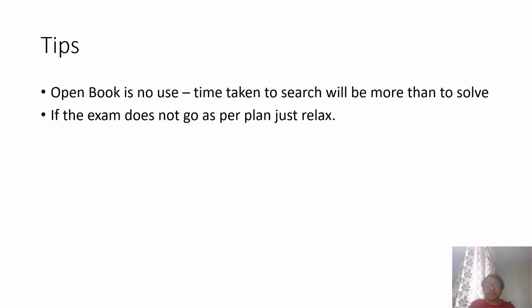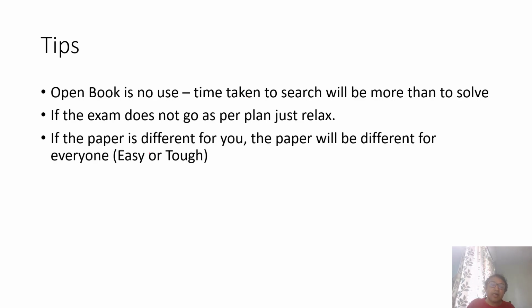If the exam does not go as per plan, for example, I have made a plan that I'm going to solve 40 questions, I'm going to solve 50 questions, but somehow it's not going as per plan, that means the paper is tougher than what you found it. Just relax. Don't hassle. Remember, if the paper is different for you, the paper will be different for everyone, easy or tough. I normally tell people that if you find the paper easy, the paper is easy for everyone. So please push and try to solve more questions. If you find the paper is tough, the paper will be tough for everyone. Relax, pick up the easy questions and try to solve. That's how you need to work as far as the examination goes.